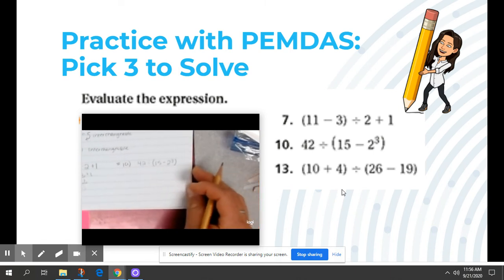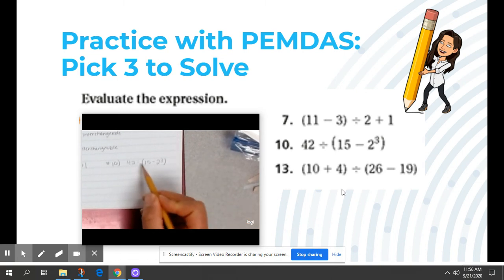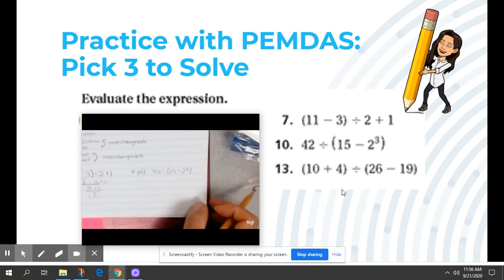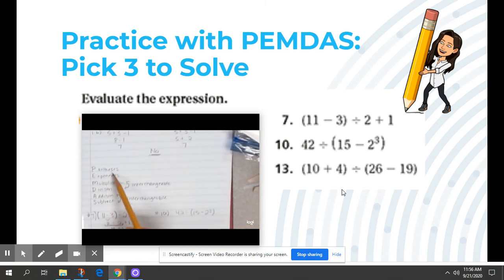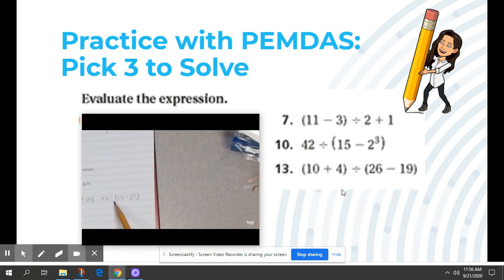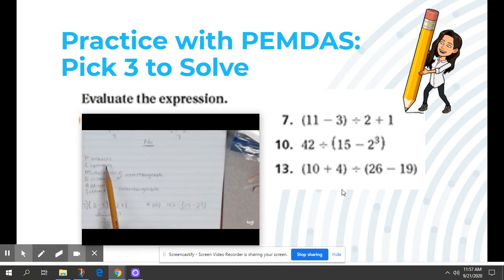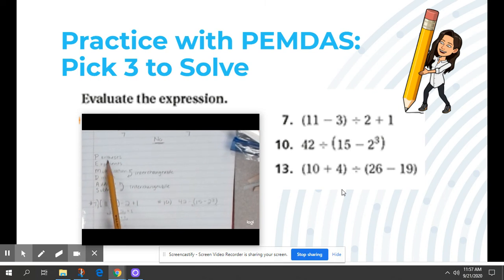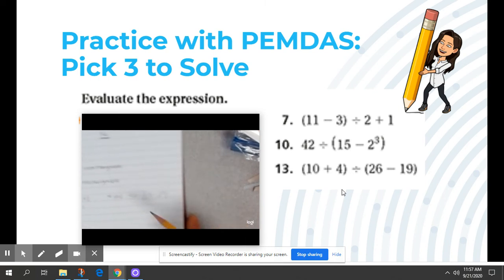Number 10. So this is 42 divided by parenthesis 15 minus 2 to the 3 parenthesis. So remember, the first thing you do with PEMDAS is you look at parentheses. First I start with the parenthesis. What's going on in there? Well, the first thing would be my exponents. So the next order is after the parenthesis, look for an exponent. The exponent is 2 to the third.